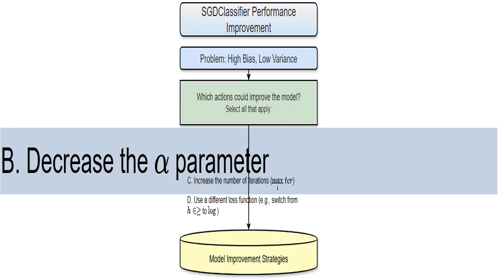The alpha parameter controls regularization. Think of regularization as reins on your model. A higher alpha is like tightening the reins, making the model simpler and less prone to overfitting. But with high bias, you're already too simple. So, let's loosen the reins. Decreasing alpha makes the model more flexible.